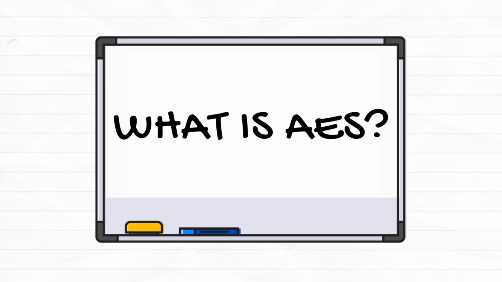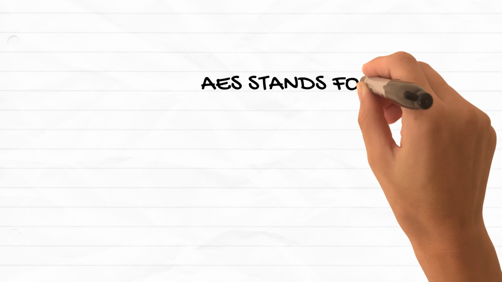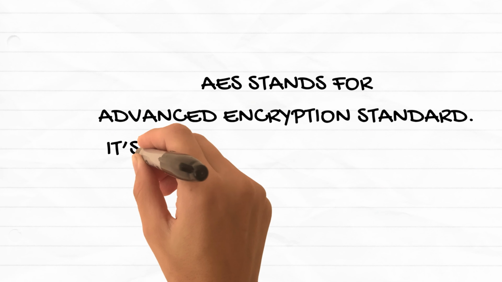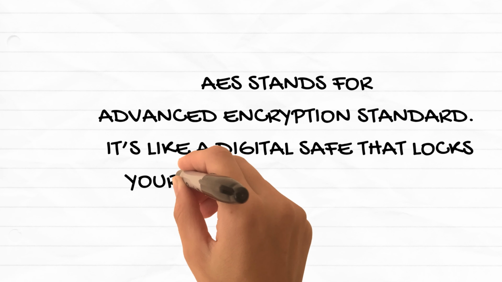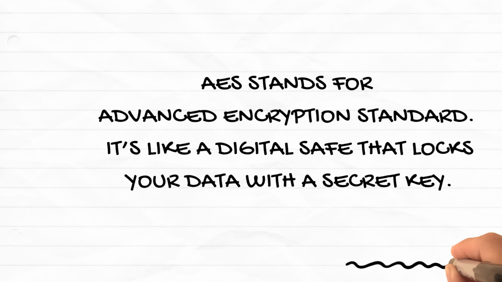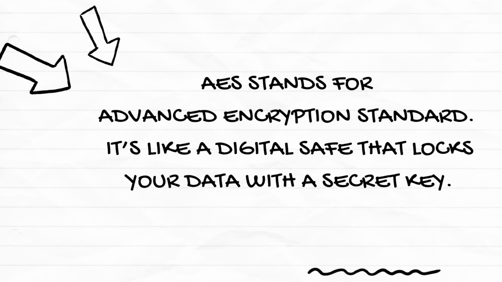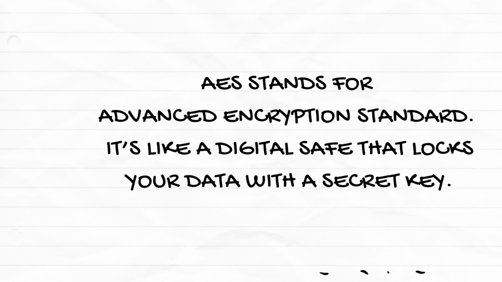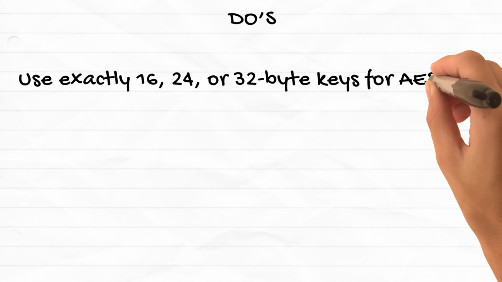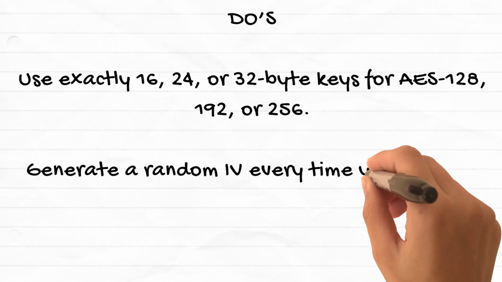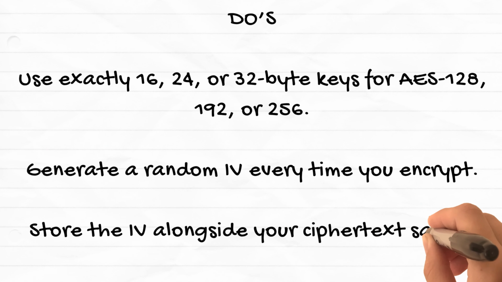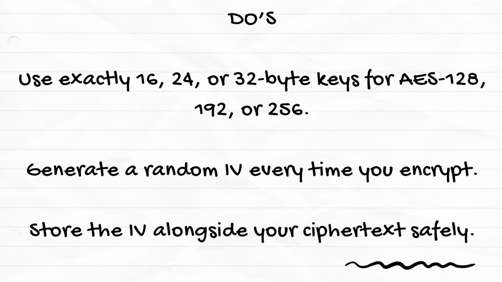So the first question is, what is AES? AES stands for Advanced Encryption Standard. It's like a digital safe that locks your data with a secret key. You feed it plain text, like your password, and it spits out encrypted text called ciphertext. Only if you have the same key and the initialization vector can you unlock it again. If your key is wrong, or your IV is different, decryption fails and you'll get gibberish or an error.